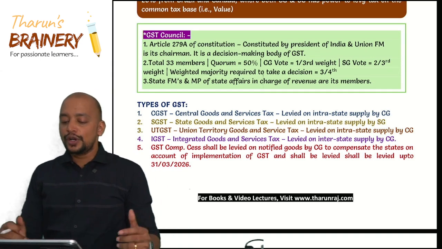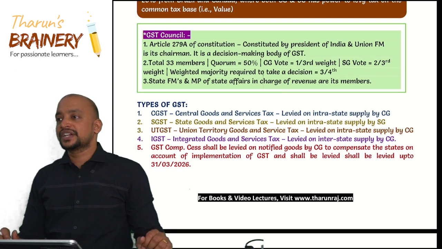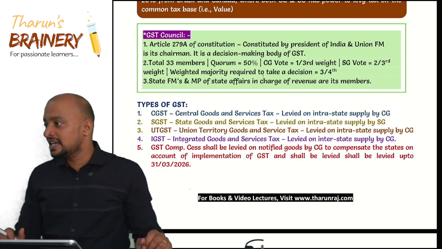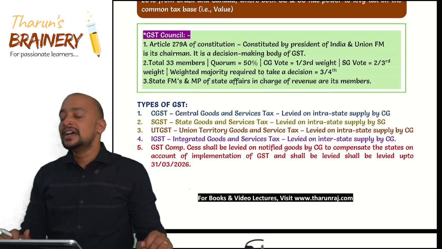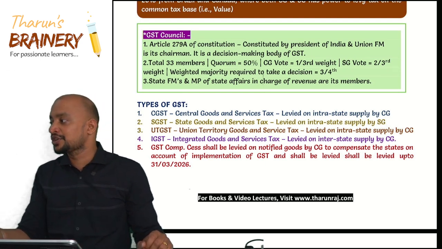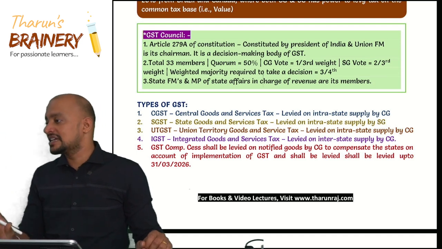And what is the role of this GST Council? They take decisions relating to various aspects. What are those aspects for which they take decisions? Rates of GST, and then procedures like return filing due dates, and even exemptions, whether a product or service needs to be brought into exemption or removed from exemption. These are the functions of GST Council.